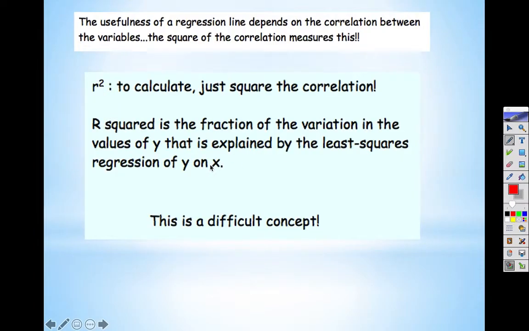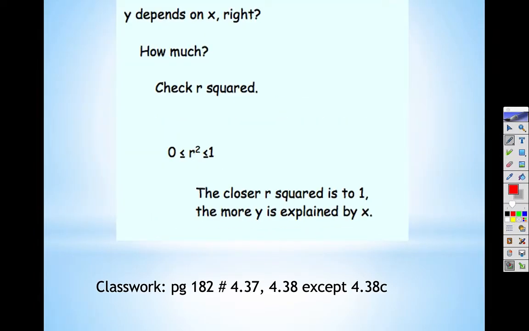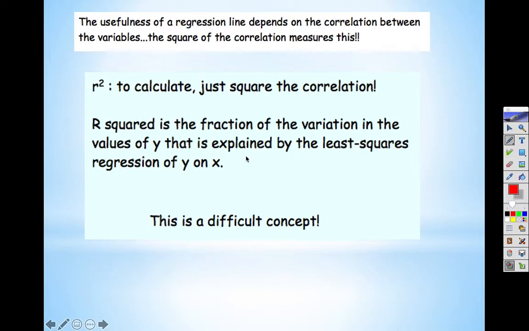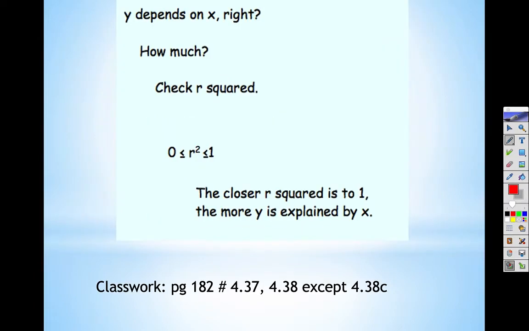What does that mean? It means that the closer R squared is to 1, the more Y is explained by X. How good is the line is the R value. R squared is how much does Y depend on X. It means what percent of the variation in X explains Y. That's it.